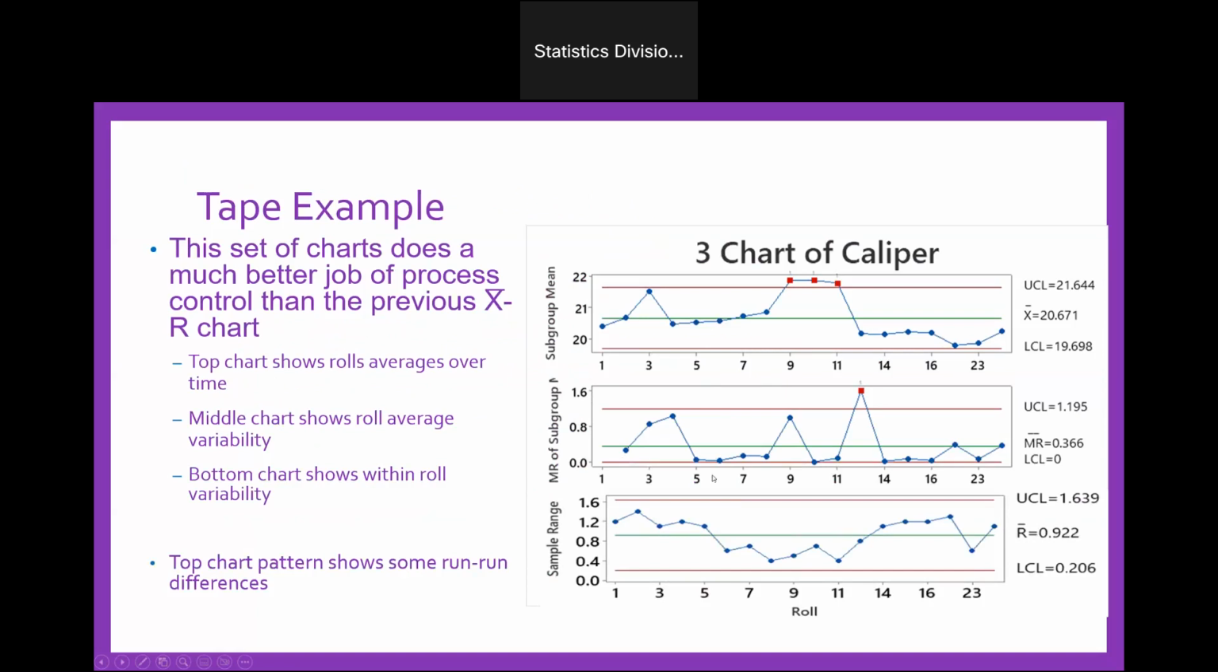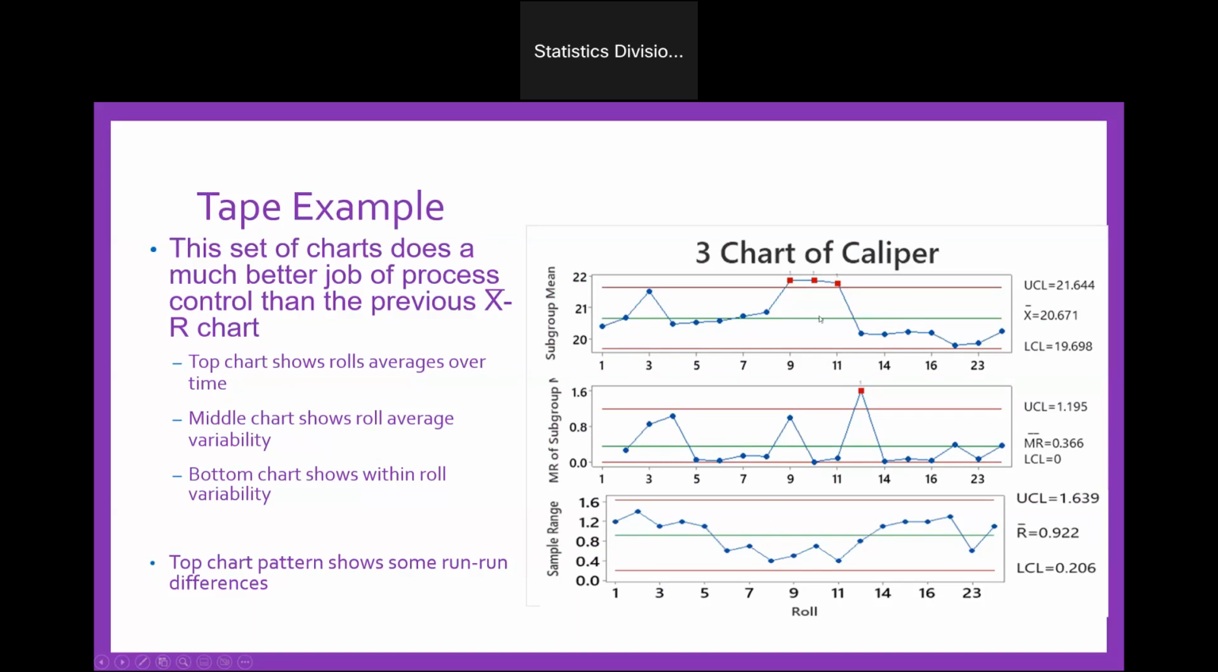So basically you have these 3 charts, and then the top chart shows it over time, and you can see that now most of the data is inside the limits, although there still is some data outside the limits. And then the middle chart shows roll average variability, and the bottom chart shows within roll variability. So this is within the sample at the bottom, and this is the moving range of the subgroup averages. So it's how that variable changes from group to group.